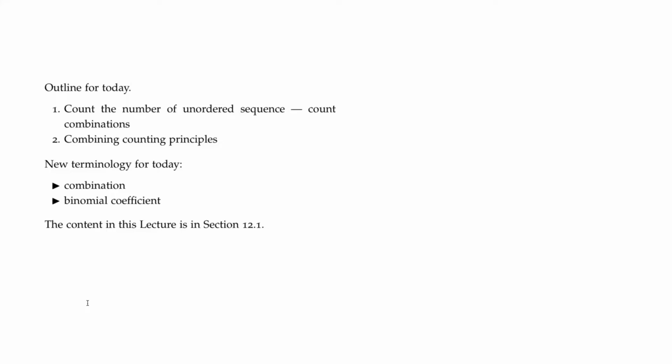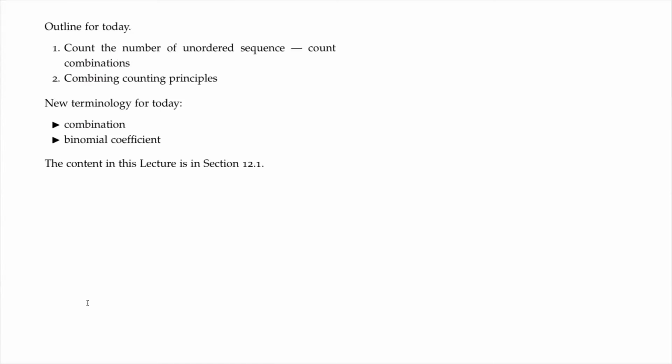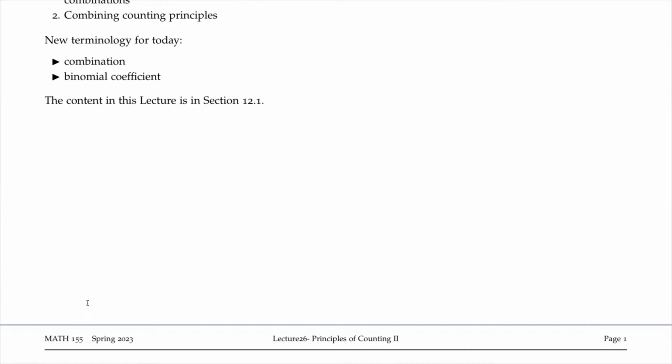Today we're continuing our discussion of discrete mathematics and continuing what we've been talking about so far with the principles of counting. So last time we met the idea of permutations. Today we're going to be thinking about combinations. We'll also be thinking about something called the binomial coefficient, which comes up a lot, especially in probability theory.